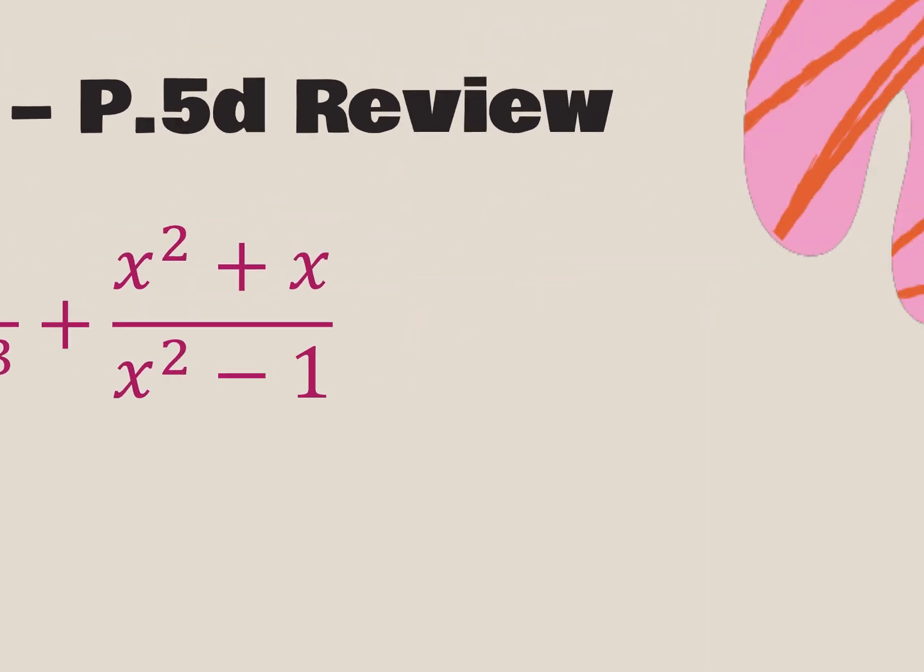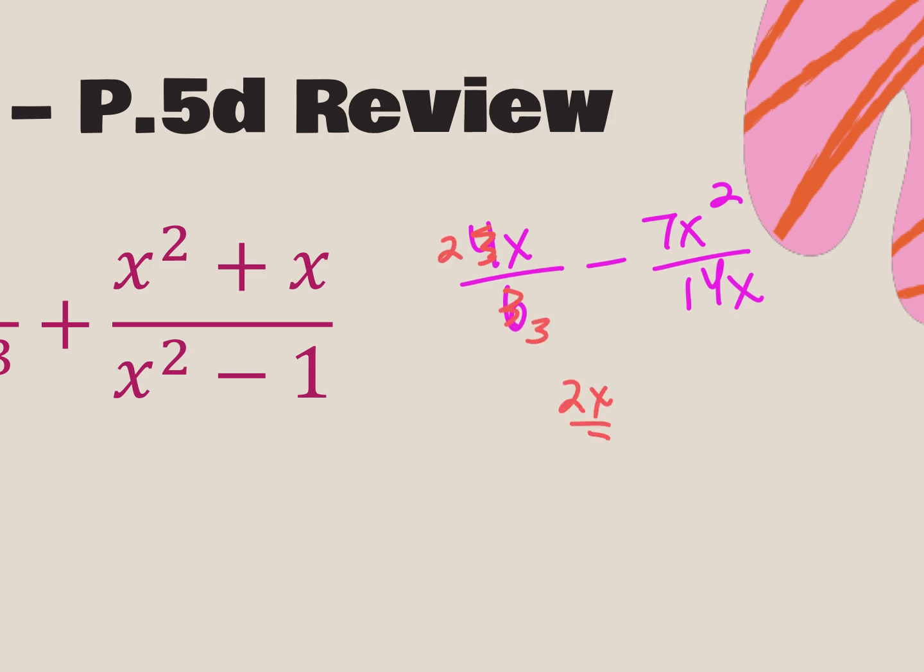Guys, if I gave you 4x over 6 minus 7x squared over 14x, would you multiply 6 and 14x and then try and get a common denominator? No, you guys would say, oh, wait, I can simplify here. This becomes a 2, this becomes a 3. So you have 2x over 3 minus, this becomes a 1, this becomes a 2, that cancels, so then you just have x over 2. And then your common denominator would be what? 6, okay? Same thing goes here.